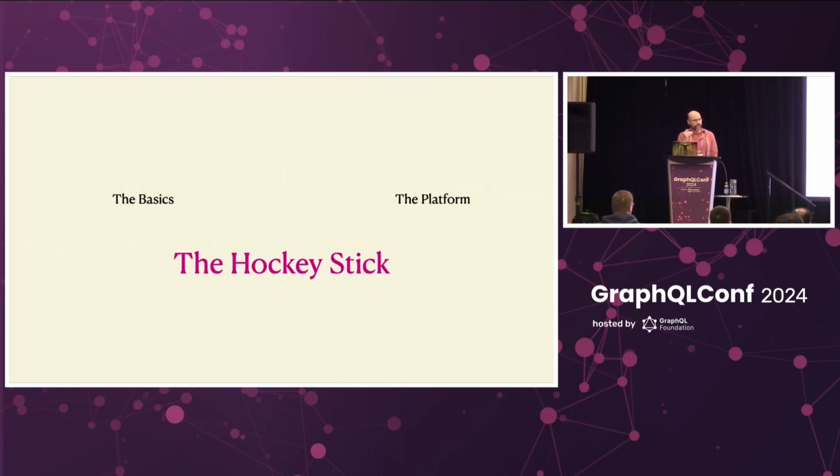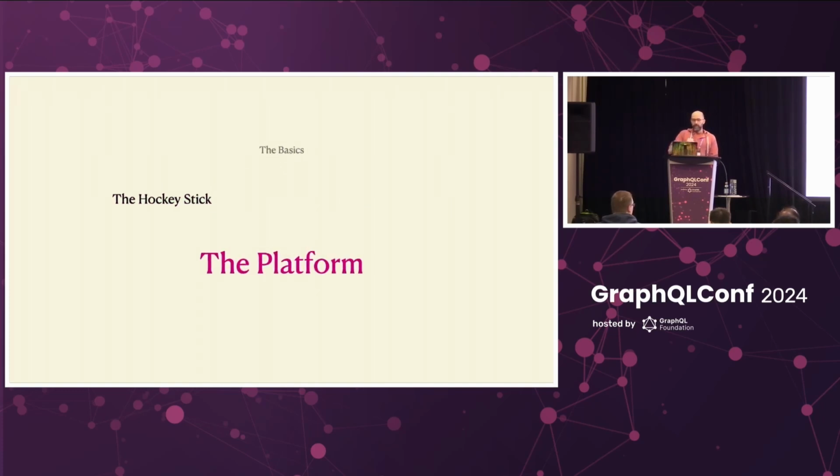The hockey stick, essentially the things that we started finding out when we added a lot more contributors and a lot more traffic and a lot more users to the product, and we saw that we needed to change a bunch of things about our API. And the platform, essentially the things that we ended up building on top of.